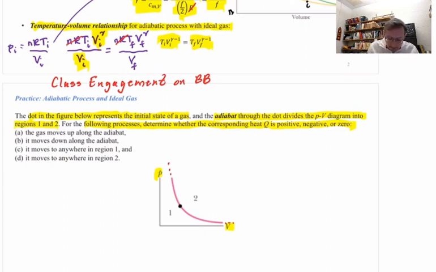First case, the gas moves up along the adiabat. Up that way. Second case, it moves down along the adiabat from the starting point. That way. That's case B. Case C, it moves to anywhere in region 1. I'll give you a hint to help you on your thinking. Suppose you start at that dot for the initial state, and you follow the isotherm that passes through that dot. You might want to look at some of the drawings I've drawn in the lecture here. What would a sketch of the isotherm through point 1 look like?